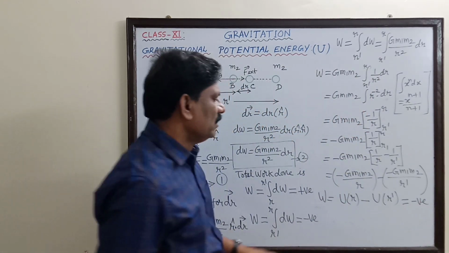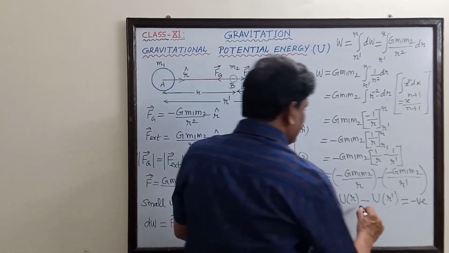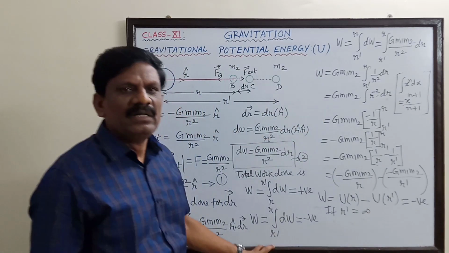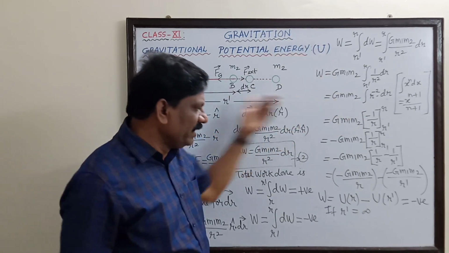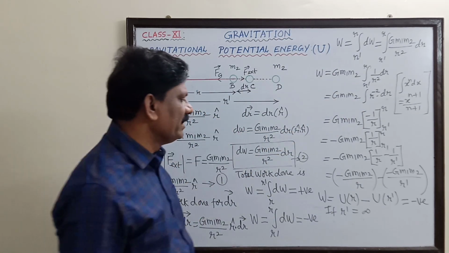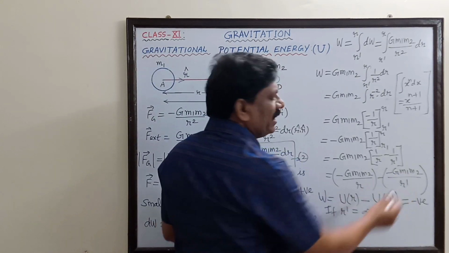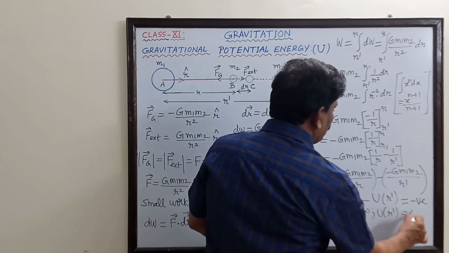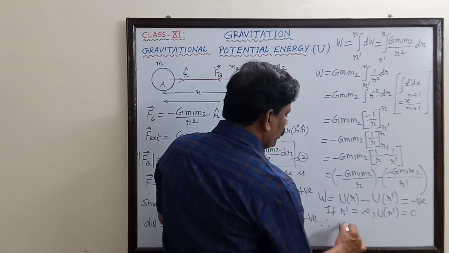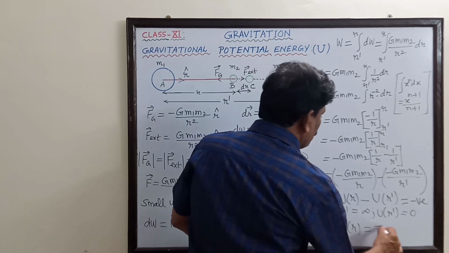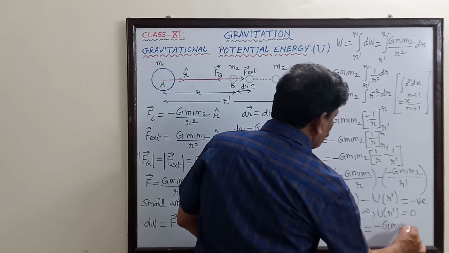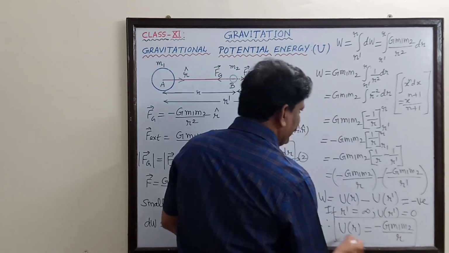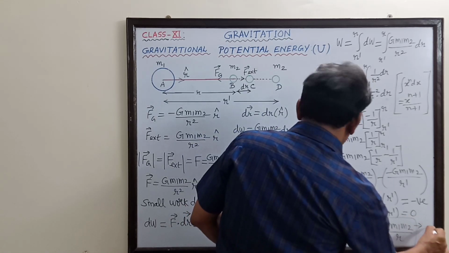So suppose R dash is taken to be infinity, so from infinity to the distance R, you are bringing the mass M2. So the second term 1 by infinity will become 0, is it not? So the second term U of R dash will be equal to 0. Therefore now U of R is equal to minus of G M1 M2 divided by R. So this is the final equation, equation number 3.